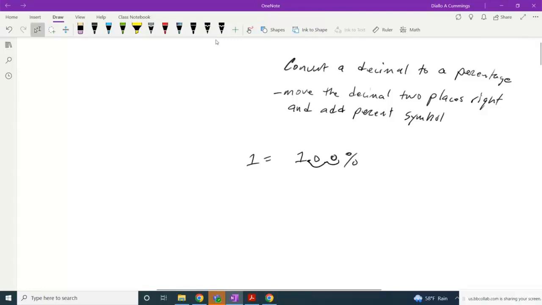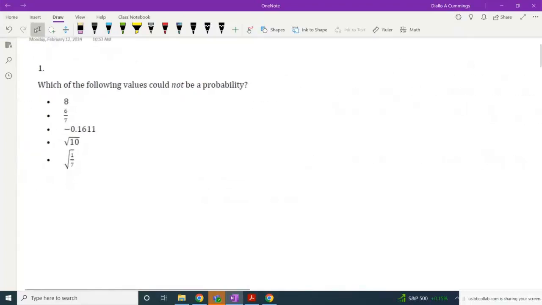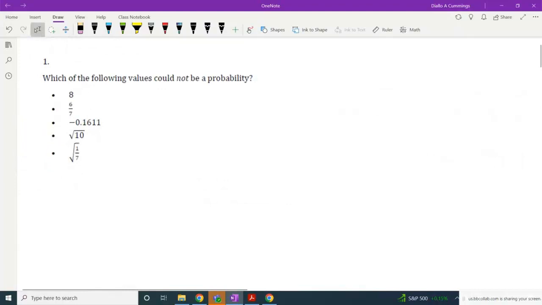Okay. On some of these problems, they want you to enter the probability as a number, right? So as a number, it's going to lie between 0 and 1. As a percentage, it's going to lie between 0 and 100%. Okay. If you take a look at the first problem on the module 2 part 1 handout, it's a question that deals with just that. It says, which of the following values could not be a probability?